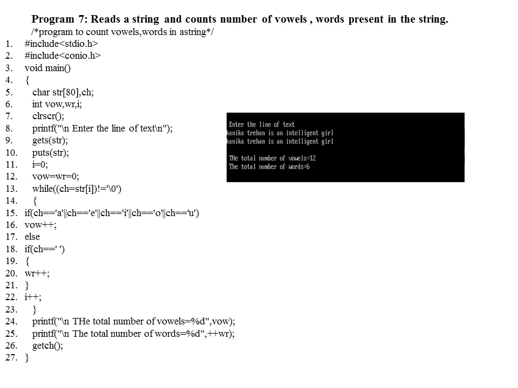Firstly, we will start with asking for the line from the user. Line number 8 helps us in that. The printf statement will display the message, enter the line of text. Now line number 9 and line number 10 help us in getting the string and putting the string on the screen. To get the string, the gets function will help us and it will display Kanika Trehan is an intelligent girl, and the puts function will display that line, Kanika Trehan is an intelligent girl.